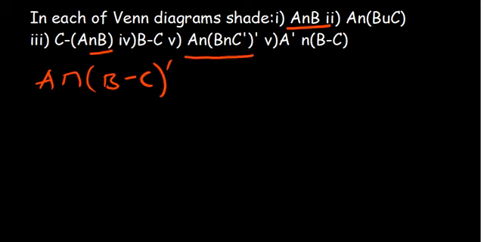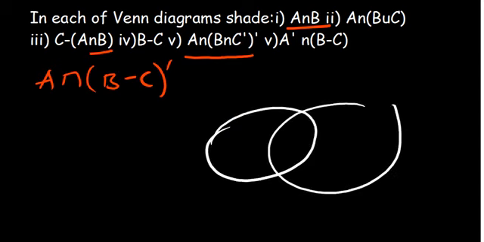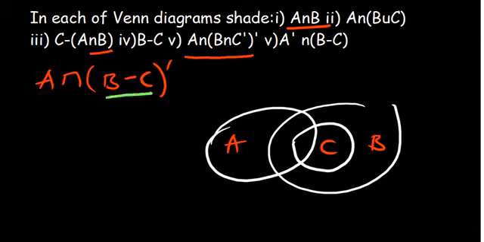So remember for our setup, we have our A, then we have our B, then we have our C inside there. So this is our A, this is our B, and this is our C. Now we're interested first of all in finding the intersection of A with B minus C complement. So start with what is in the brackets. What is your B minus C?